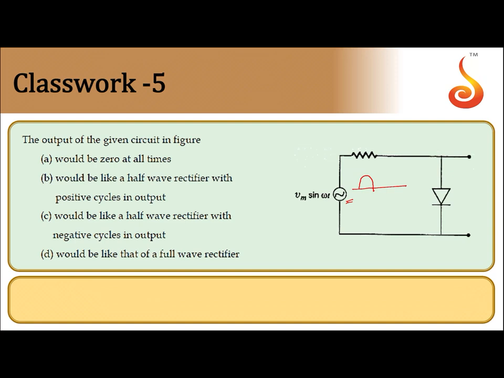But when there is negative half cycle, then this diode conducts, so it will be forward bias. During positive half cycle it is reverse bias, so it won't conduct. During negative half cycle it is forward bias, so it will conduct. So only negative half cycles will be there, and single diode can act only as half wave rectifier, so it should be option C. So it would act like half wave rectifier with negative cycles in the output.